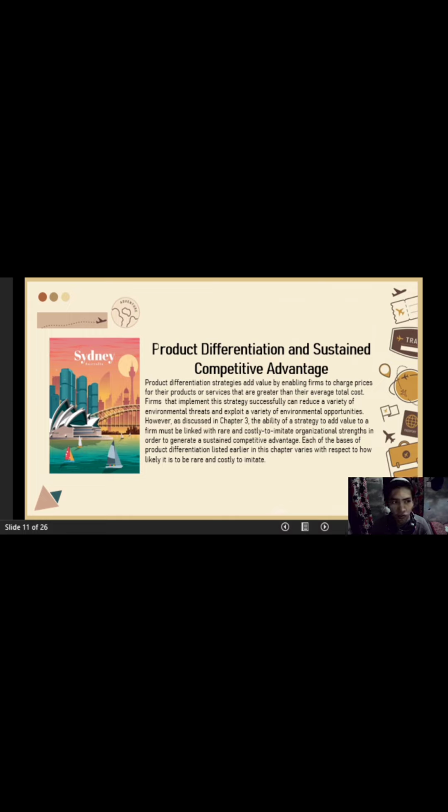Product differentiation methods allow businesses to charge higher prices for their goods and services than their average total cost. Firms that successfully execute a product differentiation strategy can mitigate or minimize a number of environmental threats while also capitalizing on possibilities. Each of the product differentiation bases discussed previously in this chapter differs in terms of its likelihood of being rare and costly or difficult to copy.